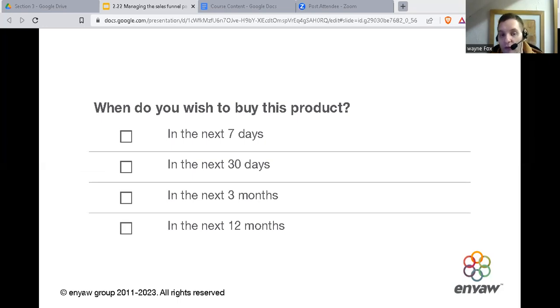A few ways I've seen other firms do this, for example, is on their website. As you complete an inquiry form, it might say, how soon do you intend to buy this product? And then they'll give you a range of options, such as in the next 7 days, in the next month, in the next 3 months, or more than 3 months. So when someone completes that inquiry form, the business can see how motivated they are to make that purchase.